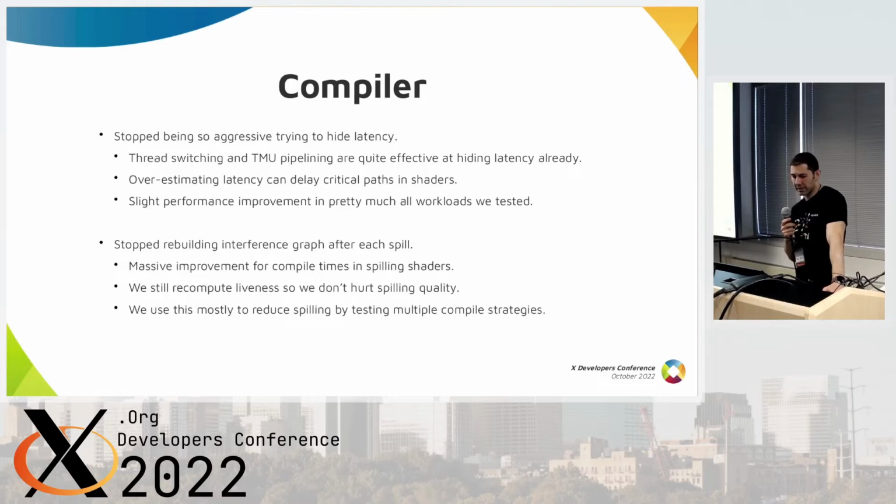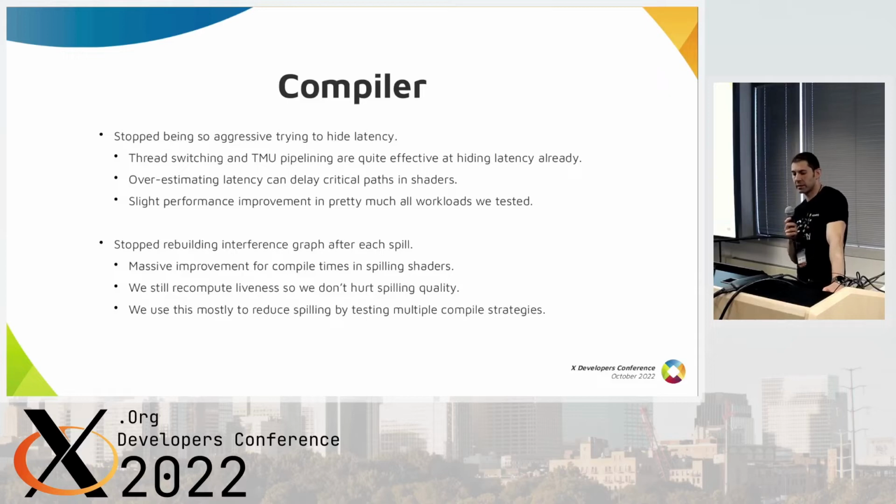And what we realized is that we were trying too hard. When you try too hard and overestimate the latency, what you are doing is possibly delaying the critical path of your shader and incurring an extra performance penalty because of that. So we had to dial back a little bit. And as a result, we observed a small but consistent performance increase across all the workloads that we tested, which is interesting because in the beginning, we never thought we could be running into this.